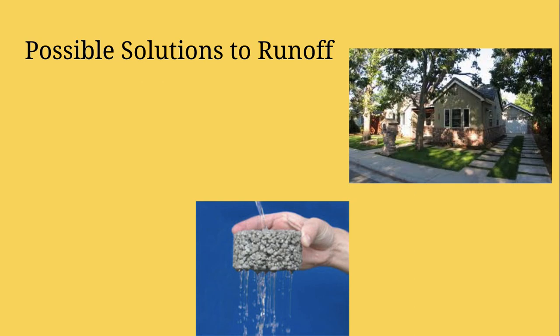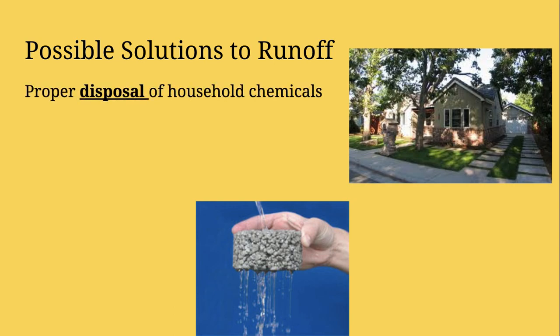So when we talk about problems, we want solutions. Let's look at possible solutions to runoff. Remember, pavement is impermeable. So how can we fix that? First, this won't solve the runoff problem, but properly disposing of chemicals. So instead, when you're changing oil, making sure that it ends up in the right spot and not on the ground.